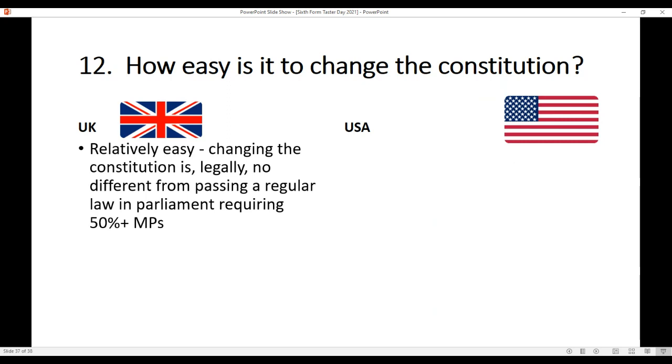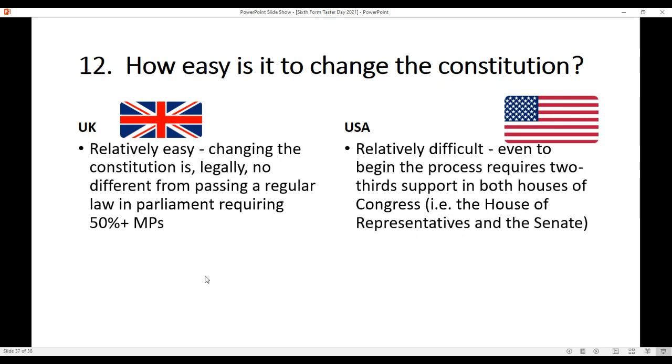In America, it's somewhat different. It's relatively difficult. Even to begin the process requires two-thirds support in both houses of Congress, i.e. the House of Representatives and the Senate. So that's quite a difficult thing to achieve, to get two-thirds support to change the constitution. And even once you've got that, it then gets handed over to the states.